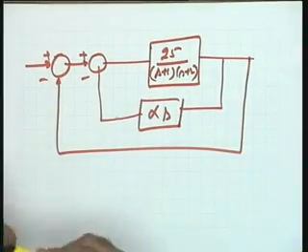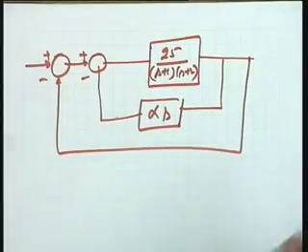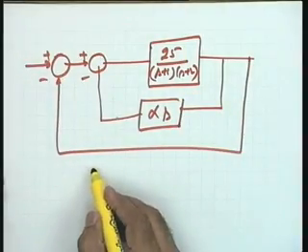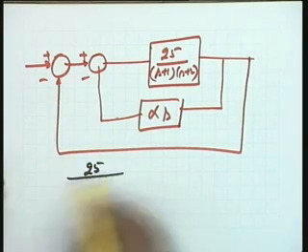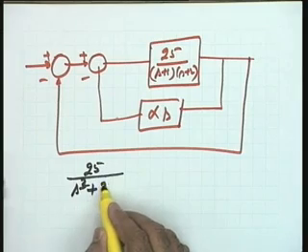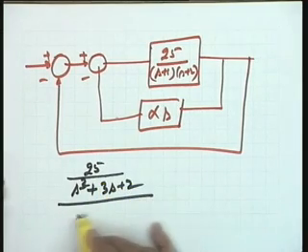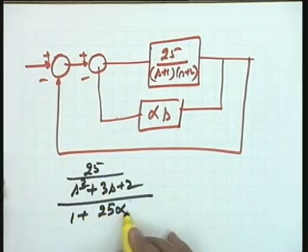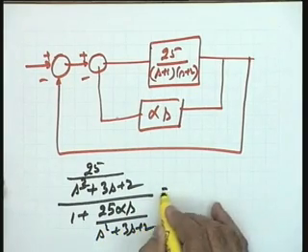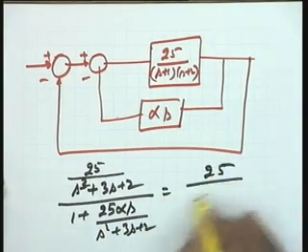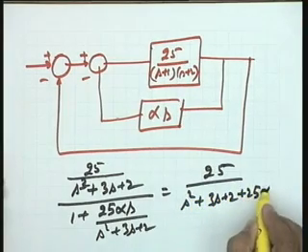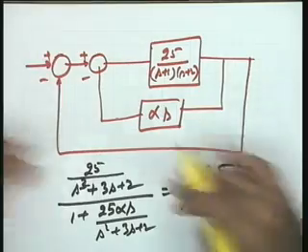Please see, in this particular case, help me please, what is the F(s) function? First let me resolve the minor feedback loop. If I resolve the minor feedback loop, I have 25 over (s squared plus 3s plus 2) divided by 1 plus 25 alpha s over (s squared plus 3s plus 2). This is equal to 25 divided by (s squared plus 3s plus 2 plus 25 alpha s). This is once I resolve.